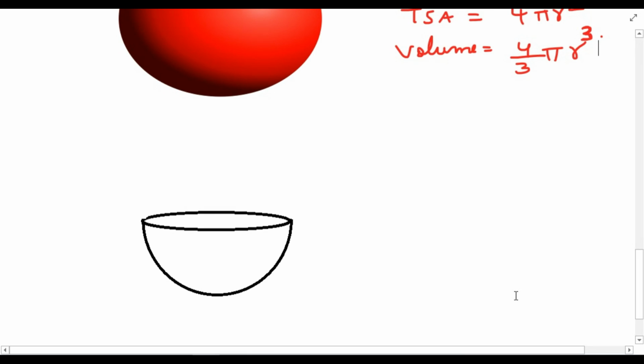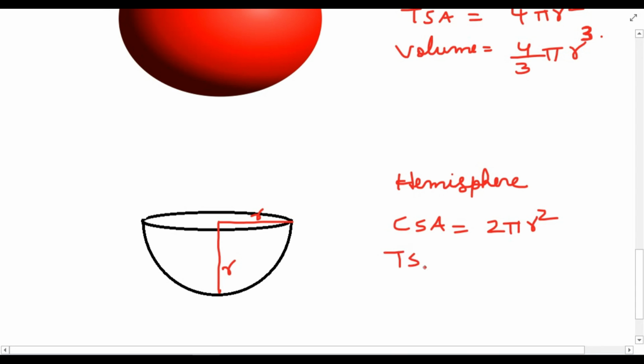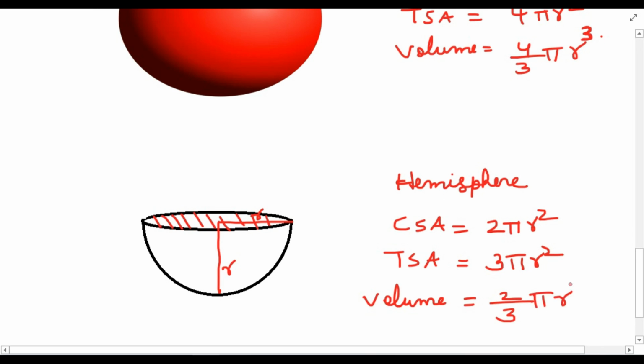Next we will see the hemisphere. When a sphere is cut into two equal parts, each part is called a hemisphere. This will be the radius of the hemisphere, and this will be the depth of the hemisphere, which is also the same R. So CSA is 2 pi R square. For TSA we need to add the area of the circular base also, which is 2 pi R square plus pi R square, that is 3 pi R square. And the volume of the hemisphere, since it is half of the sphere, instead of 4 by 3 we write 2 by 3 pi R cube.